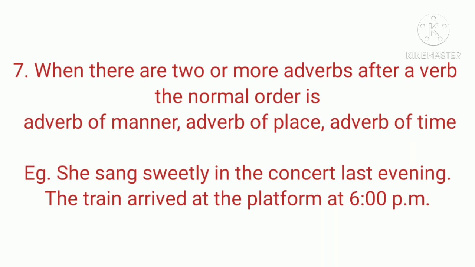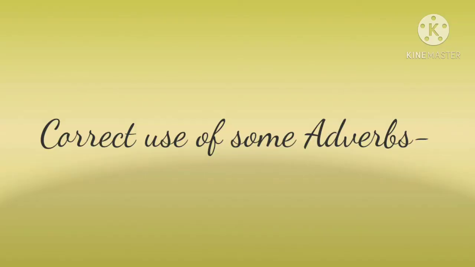Coming to the second example, the train arrived at the platform at 6 p.m. Now, at the platform is adverb of place, so it is placed first as we don't have any adverb of manner. And secondly, at 6 p.m. we have placed adverb of time. I hope now the position of adverbs is clear. We'll move to now the correct use of certain adverbs.